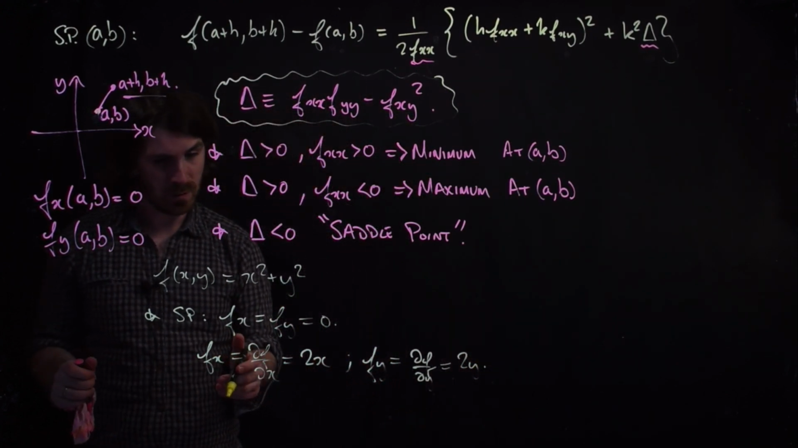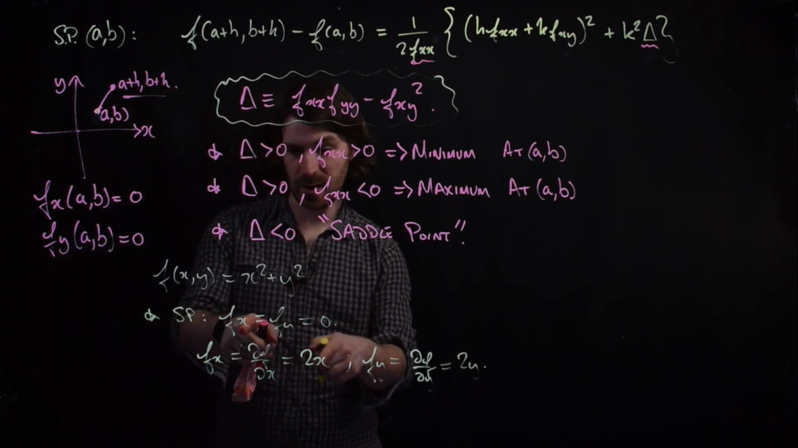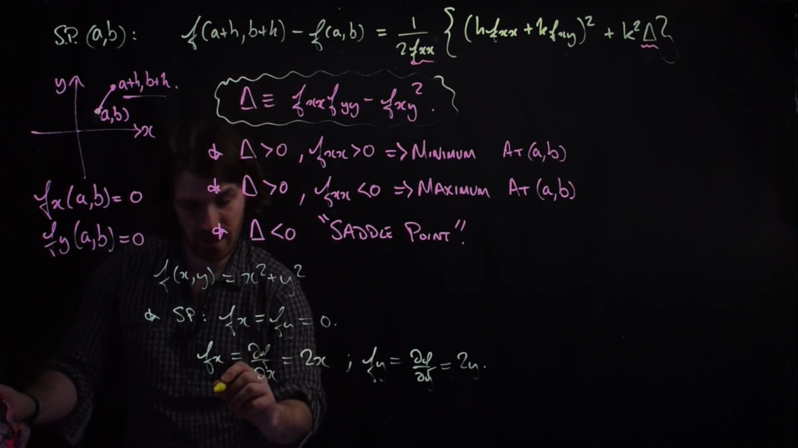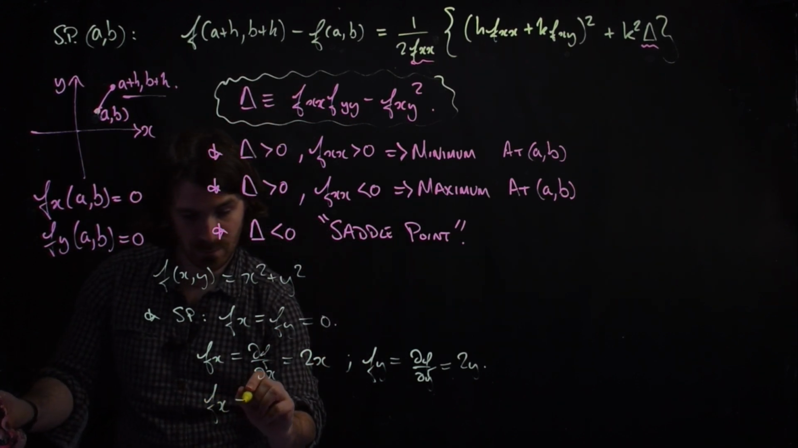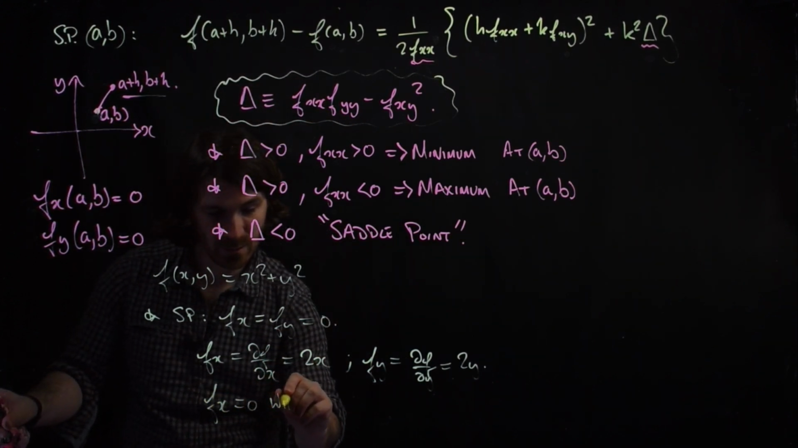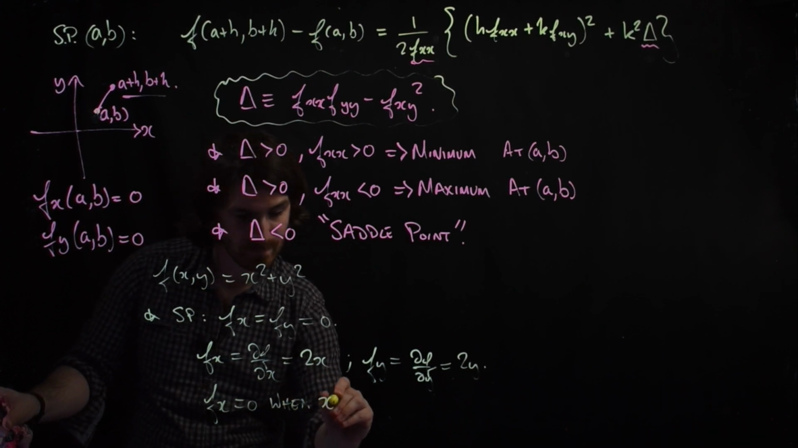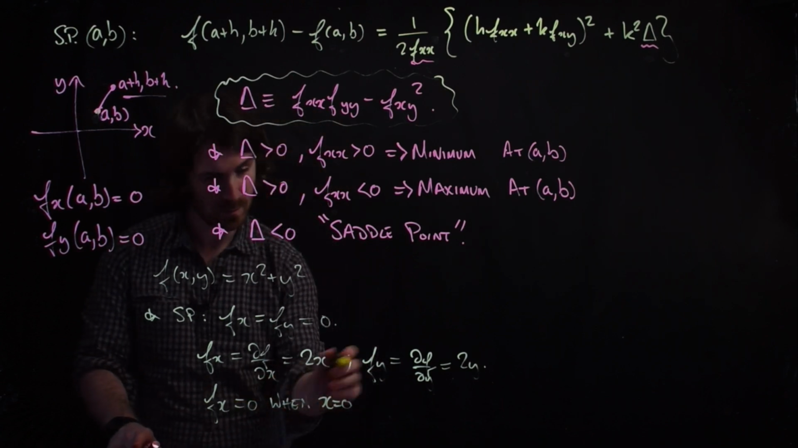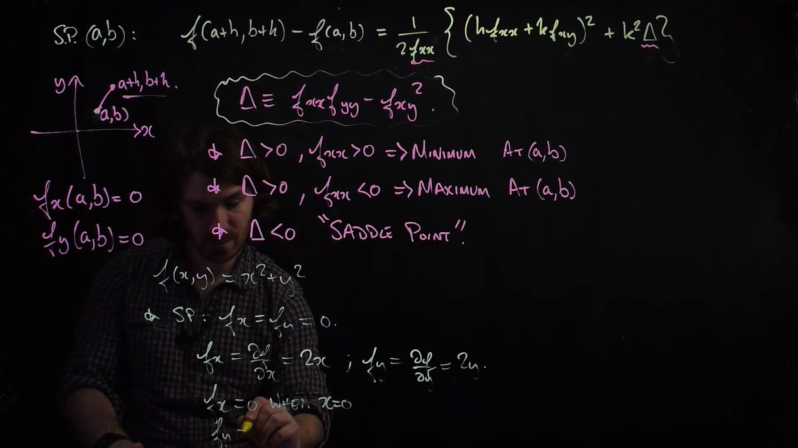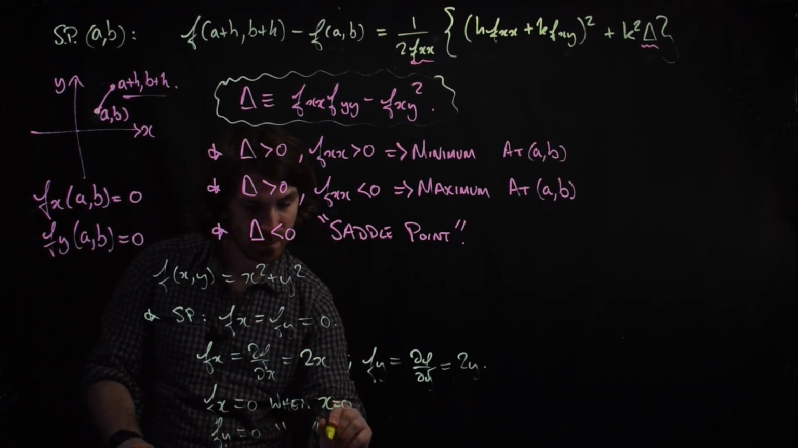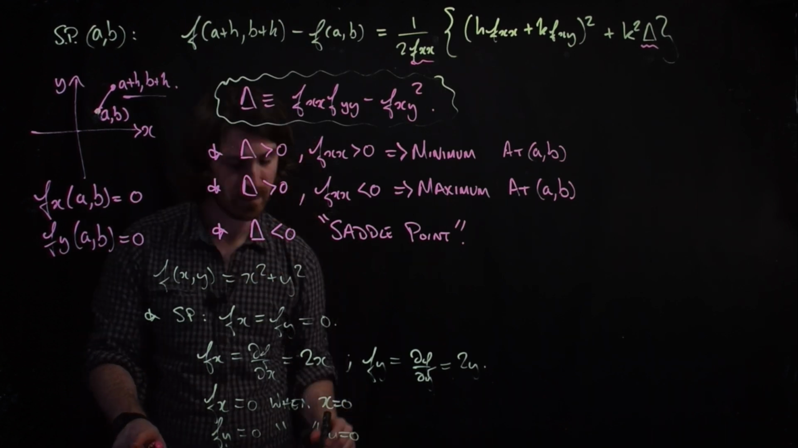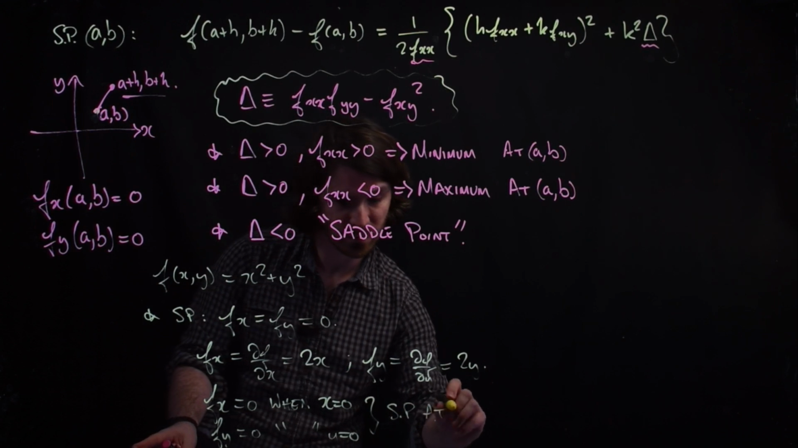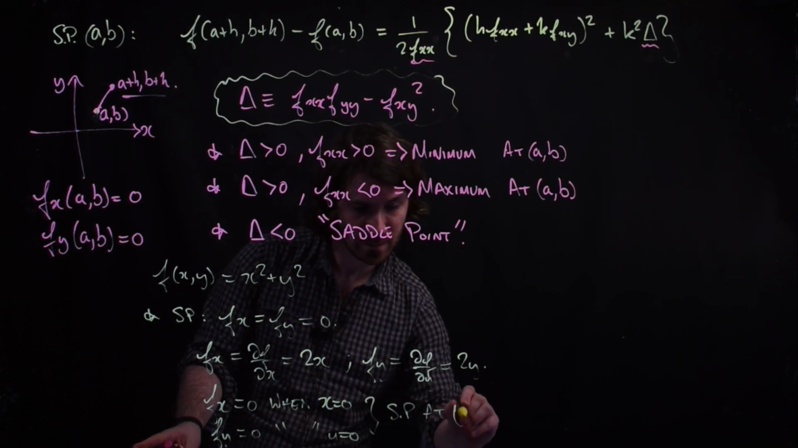Okay, so is there a point at which both f_x and f_y are 0? Yeah, f_x is 0 when x is 0. Okay, and the same with f_y. So f_y is 0 when y is 0. Okay, so we have a stationary point at the origin, at 0, 0.